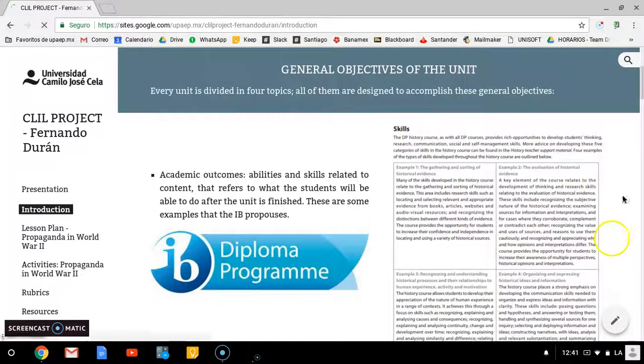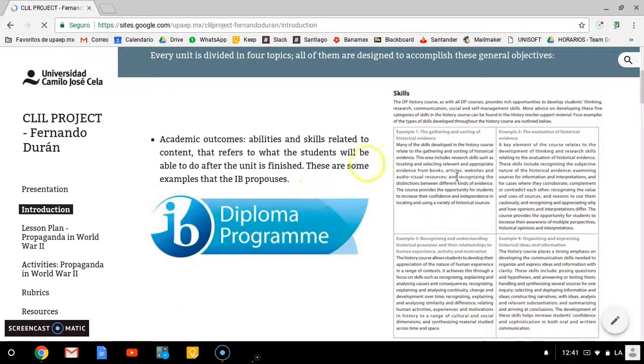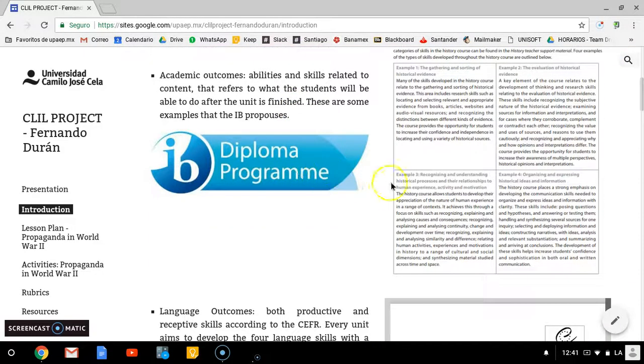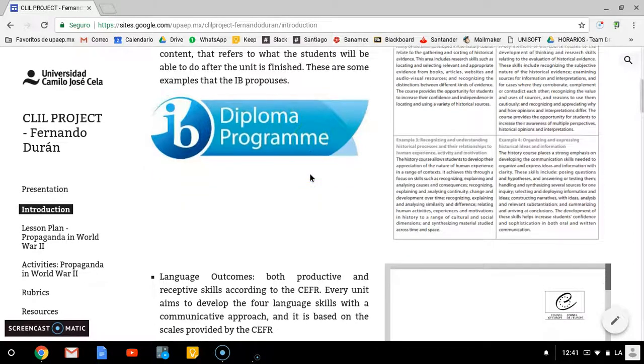First, the academic outcomes, because this is a history class, not only a language class. So it is important to address all the requirements of the IB. It is important to focus on the primary sources analysis, and right here you can find some examples of what the IB considers important in the analysis of primary sources.